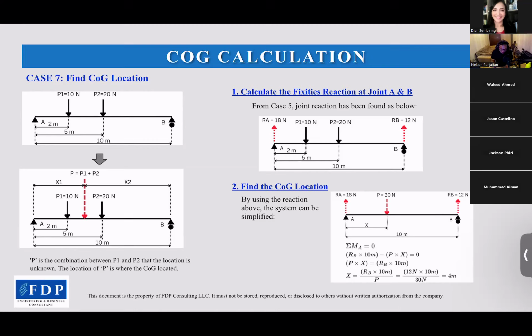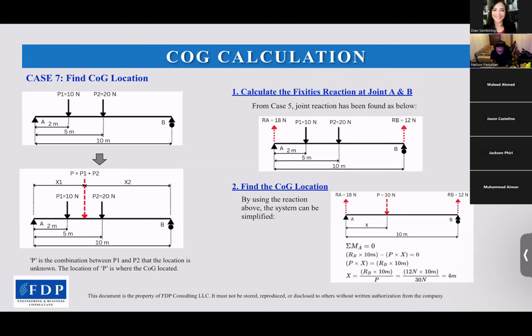The location is unknown, and we called it COG. All right. So first, calculate the reaction at joints A and B. This is only the basics. For the next, we can use only the formula.